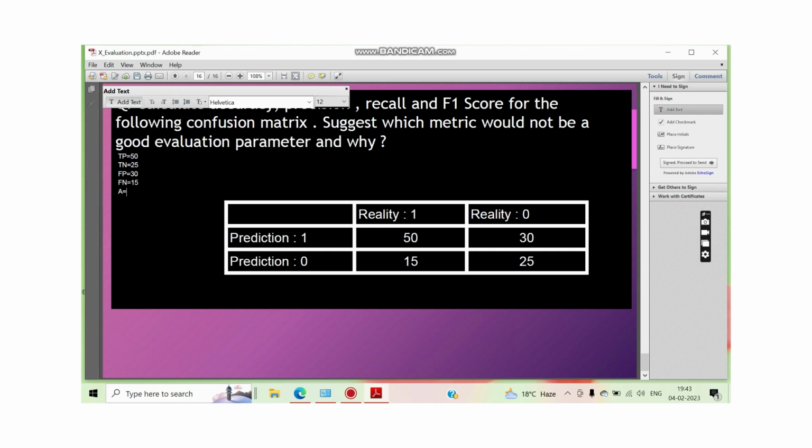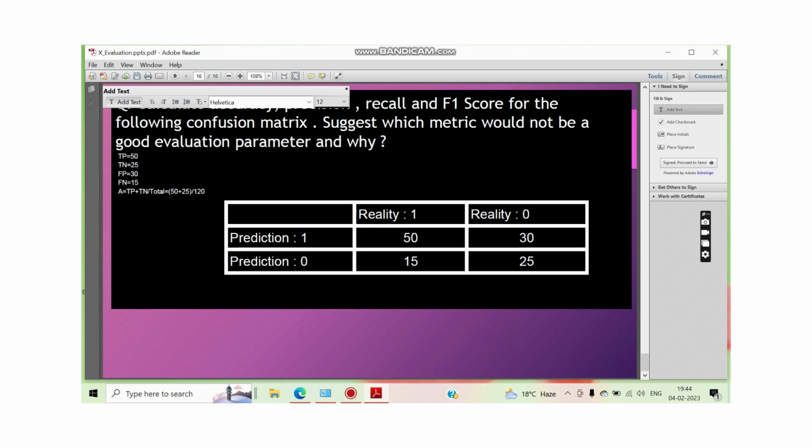The formula of accuracy says that true positive plus true negative, and the whole divided by total number of cases. Yes, total number of cases. So what will be the answer here? What is the value of true positive? In this case, the value of true positive, as you can see, I have written above, that is 50. Then we'll add it to the true negative case, that is 25. And the whole, we have to divide it with total number of cases. So if I add all the four values, that is 50 plus 30 plus 15 plus 25, it will give me 120.